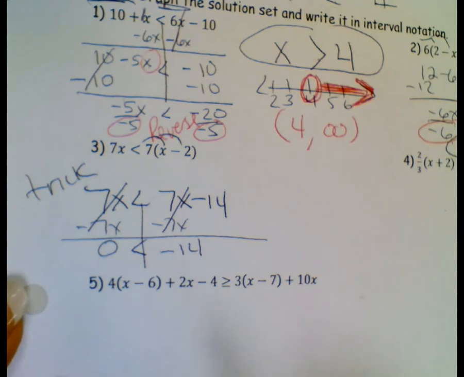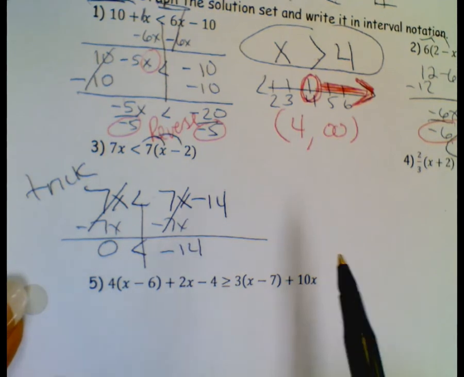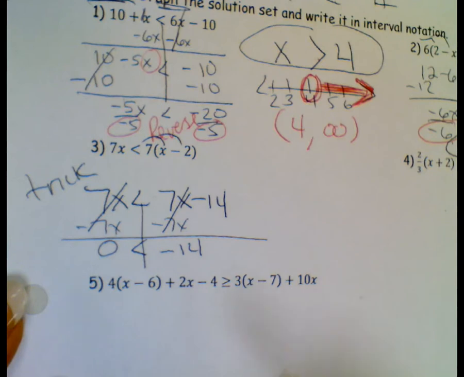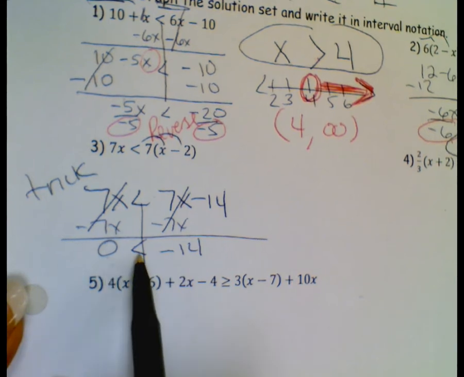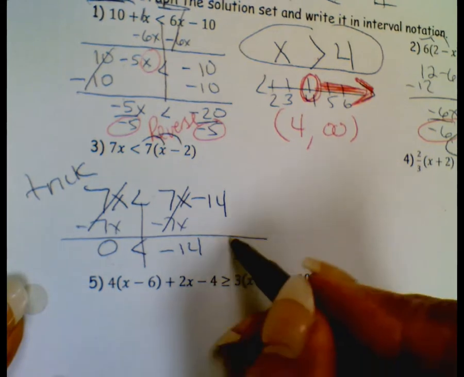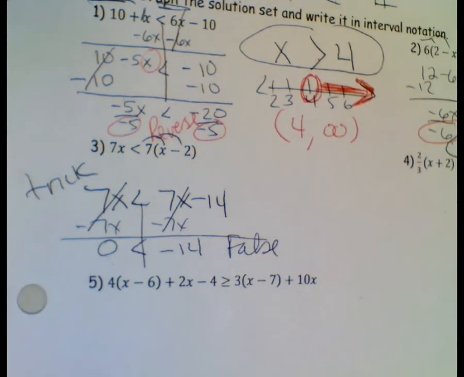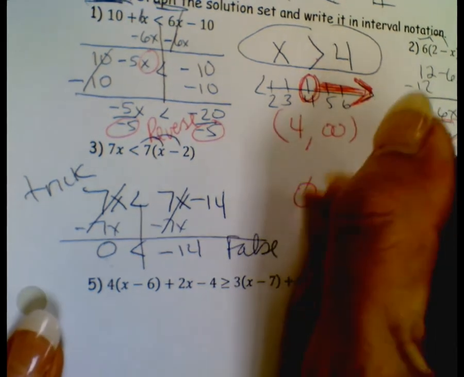So at this point, it's not one of these typical number problems. It's either going to be an empty set or infinitely many solutions. Ask this question: is 0 less than negative 14? This is false. This means that your answer is empty set.